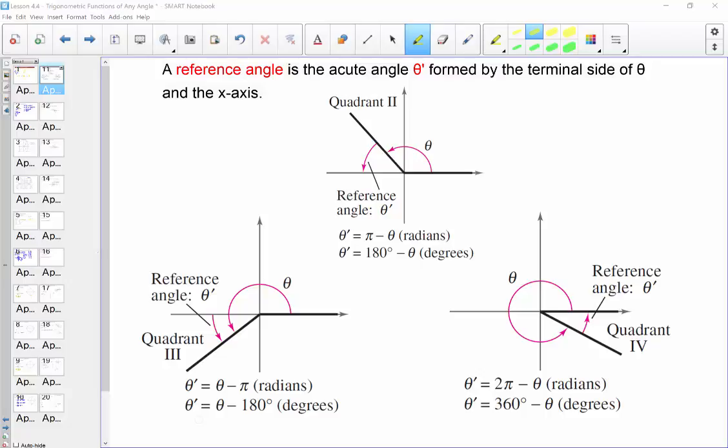In a previous lesson, we learned about reference angles. You may wish to pause the video at this point in order to refamiliarize yourself with this concept by studying this slide before moving on.